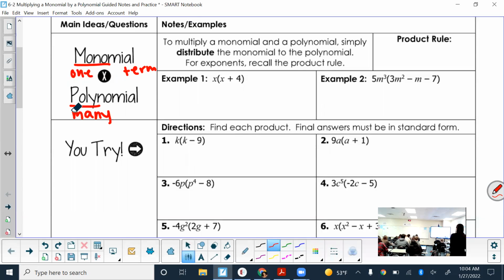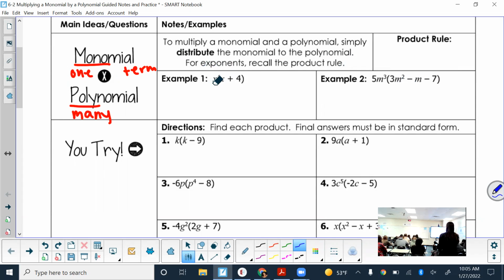As you can see, some of these are just 2 terms or 3 terms. A lot of the times they'll just generalize them all as polynomials. But just know, on a test, you do have to know the difference between binomial and trinomial, things like that. All right, so to multiply a monomial and a polynomial, simply distribute the monomial to the polynomial.